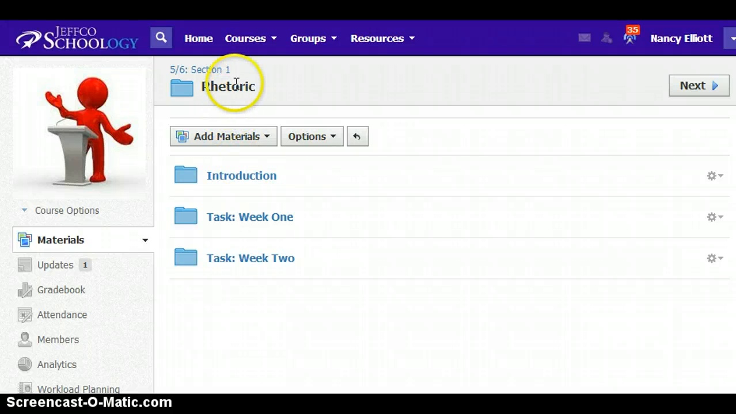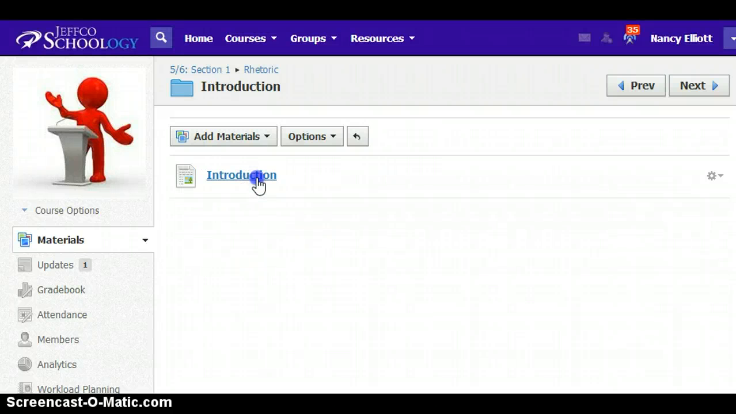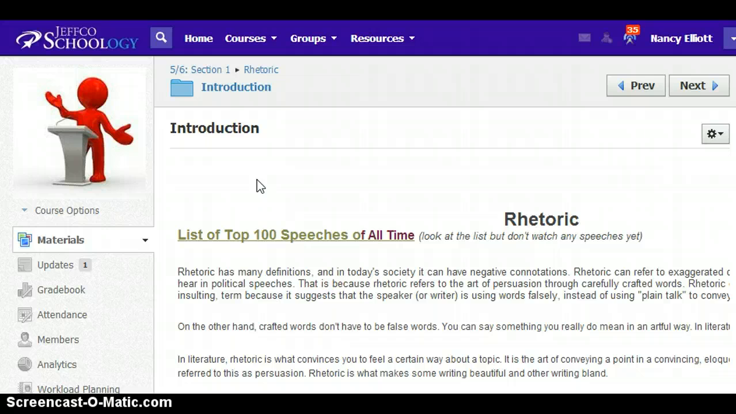So up here's the title of the unit. It was on rhetoric. And as you can see here, there's different folders. I'll typically have an introduction. Remember, what you're looking at is what the students see. So I give them an introduction to what's happening, and they can pull that introduction up and they can see what the unit is all about.